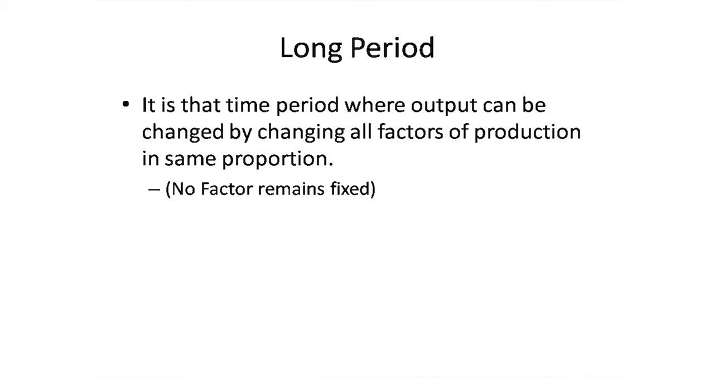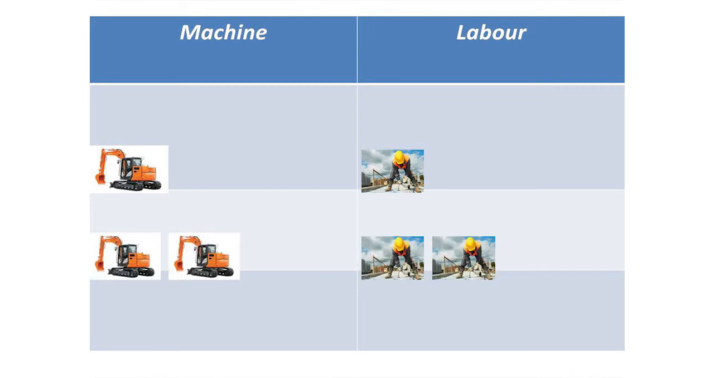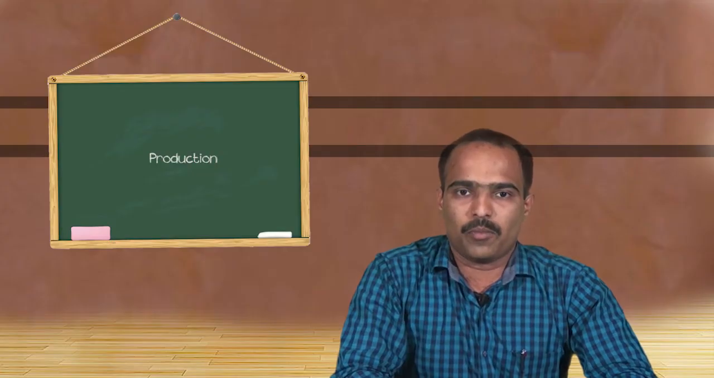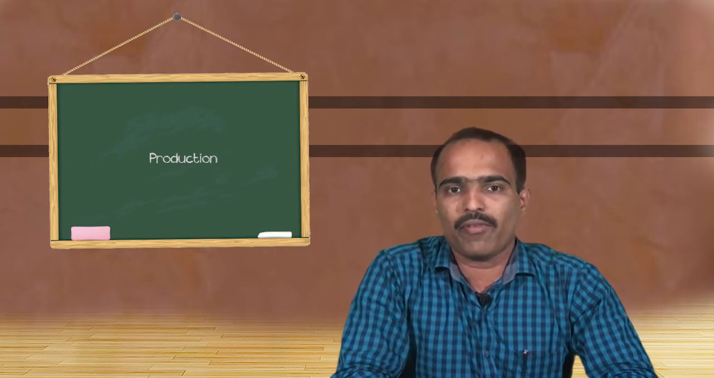If you look at this slide, if the producer wants to produce one unit of the commodity, he will use one machine and one labor, and for the production of the second unit, instead of using only one machine, he will use two machines and two laborers, and for the production of the third unit of the output, instead of using only one machine, three machines and three laborers are used by the producer. So by this we can understand that for the production of more quantity of the output, the producer is required to increase all the factors of production equally.